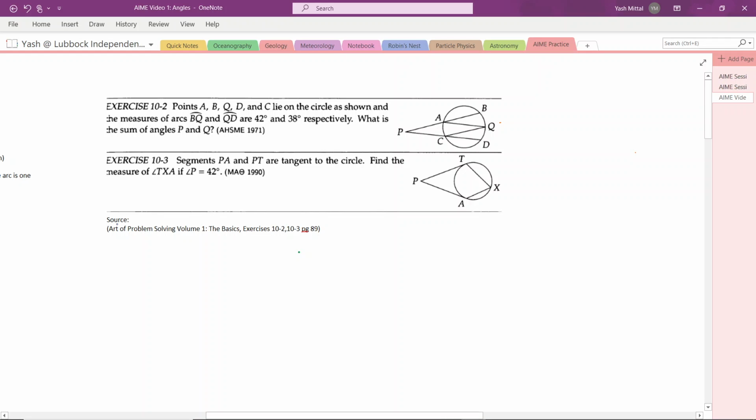Before I continue, these are not sourced by me. These are sourced from Art of Problem Solving Volume 1, The Basics, and they are found on page 89 if you have this book. I'll be only doing exercise 10.2. 10.3 you'll be doing on your own, and I'll put the answer in the description below.